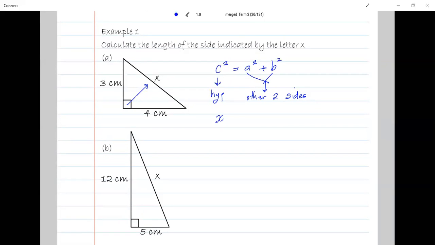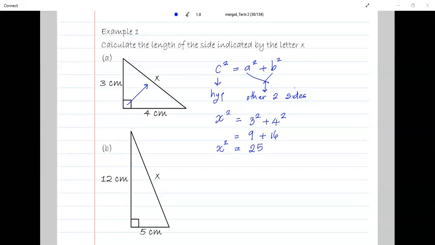So it's X squared would be equal to, now, what are the other two sides? If X is the hypotenuse, what are the other two sides? 3 and 4 centimeters. So this is 3 squared plus 4 squared. 3 squared is 9. 4 squared is 16. 9 plus 16 is 25.